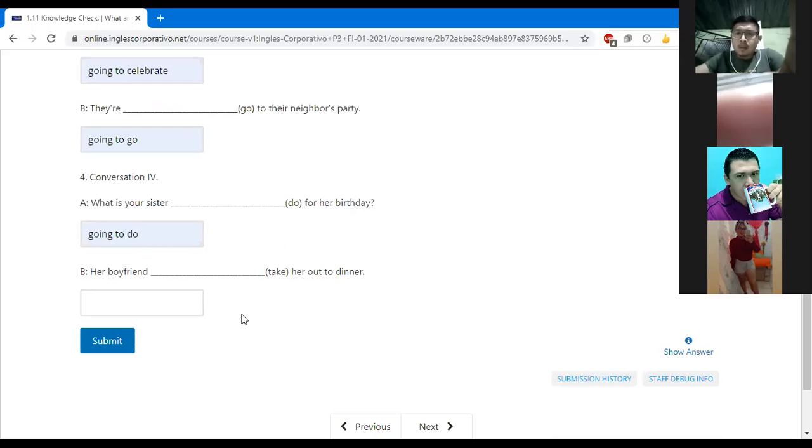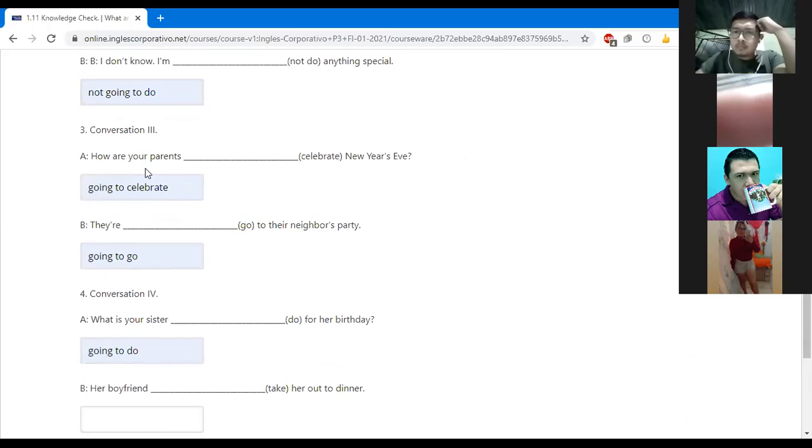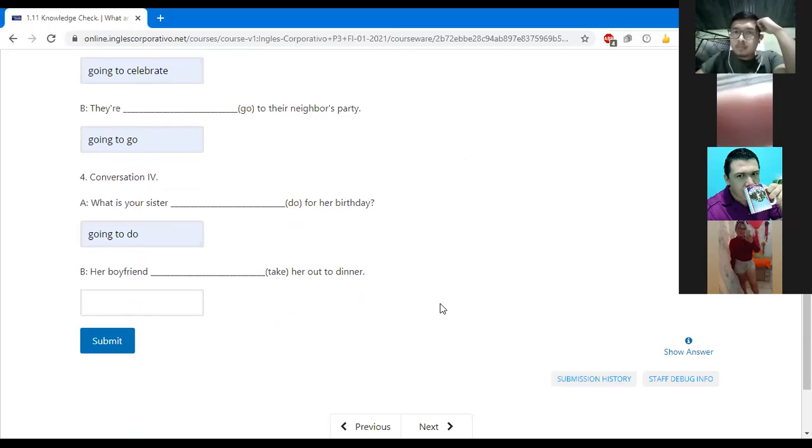The last one? Going to take. Yes, you're missing going to take. Her boyfriend going to take. There is something you're missing. Hay algo que falta ahí. Her boyfriend going to take her out to dinner. There is one little thing. Takes. No, that one, remember, siempre se usa la forma base, the base form. Vean el verbo que han estado usando acá. Her boyfriend going to talk.